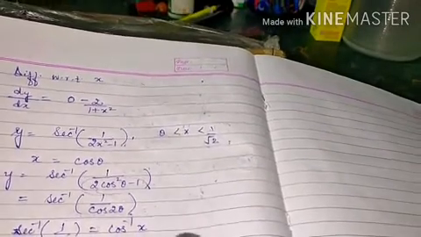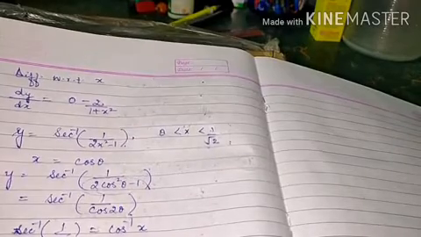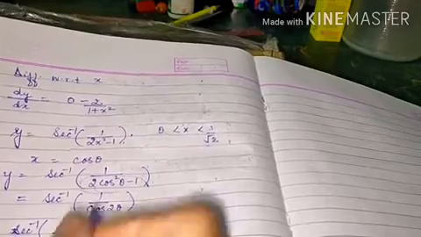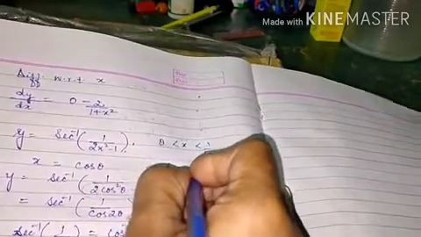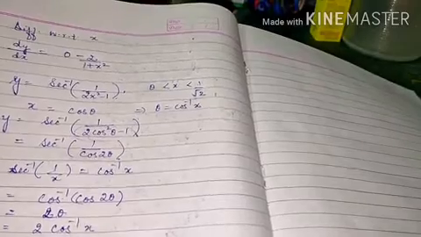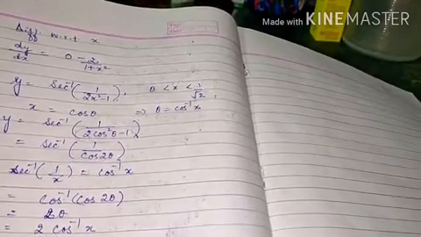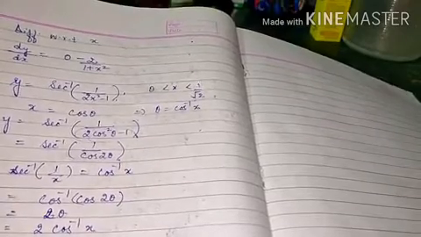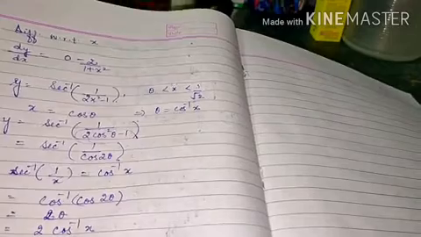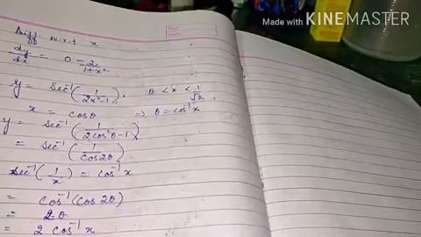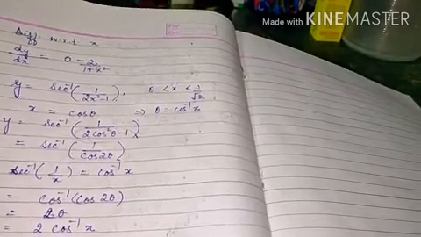Then it becomes 2 theta. And then y equal to 2 theta. From here, theta is equal to cos inverse x. So y is 2 cos inverse x. Now differentiate with respect to x. So dy by dx is minus 2 upon root 1 minus x square.